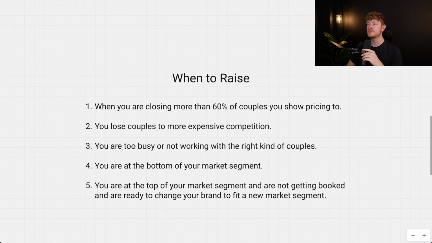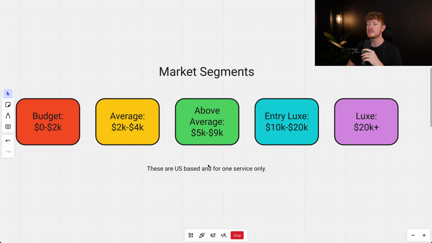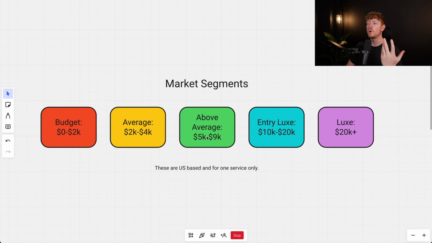So if you're in a situation right now where you are jumping market segments, like you're going from average to above average or above average to entry lux, you need to take a hard look at your branding, hard look at the ideal client that you want to work with, and make sure that you are adapting your offer structure and your branding and your messaging and even the actual end result, the end product, to those people.